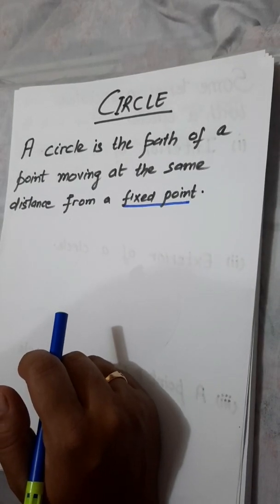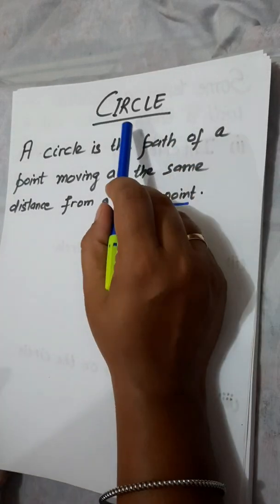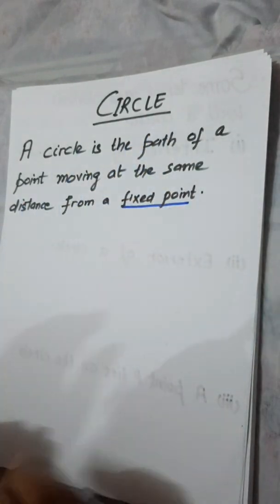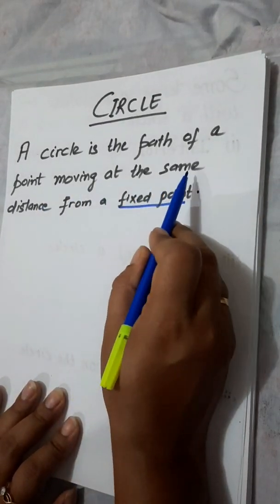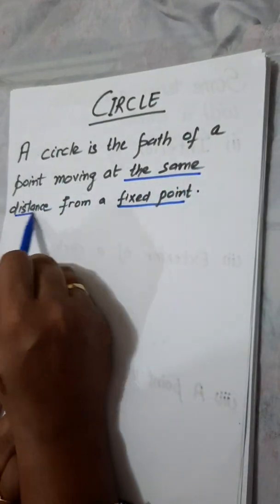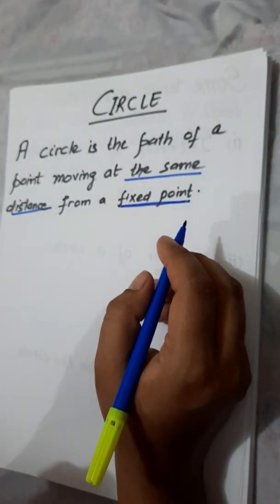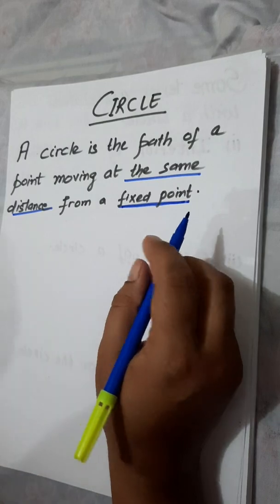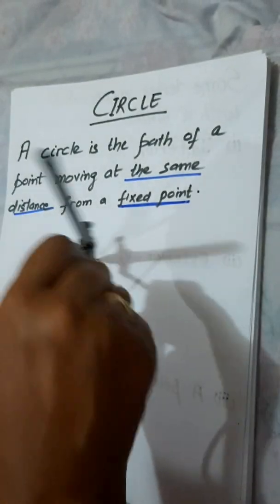Dear students, in the previous video we did up to exercise 4.5 and in this video we will start our next topic, that is the circle. A circle is the path of a point moving at the same distance from a fixed point. It means from a fixed point the distance will be the same, so it is the path of the point. As we draw a circle with the help of compasses, so let's draw.